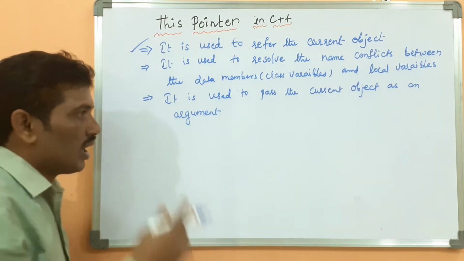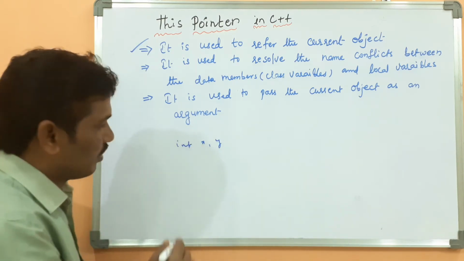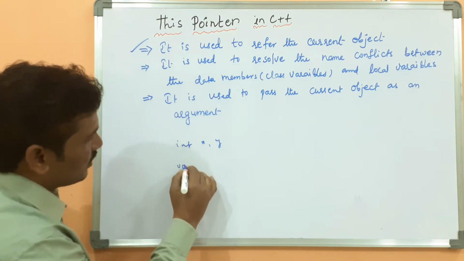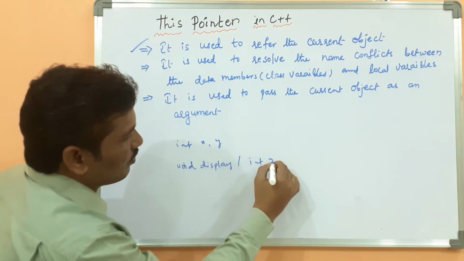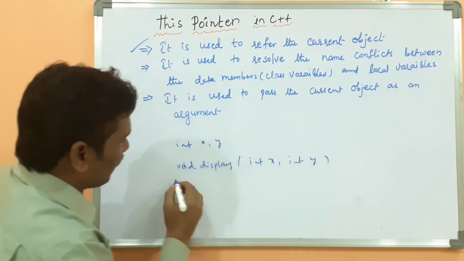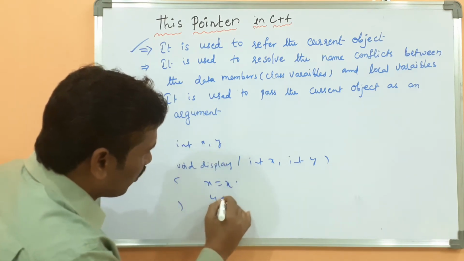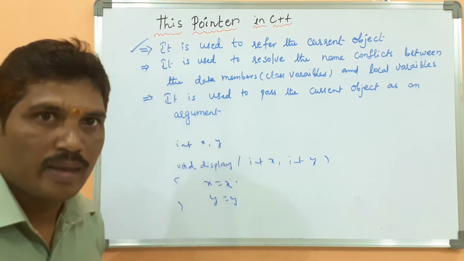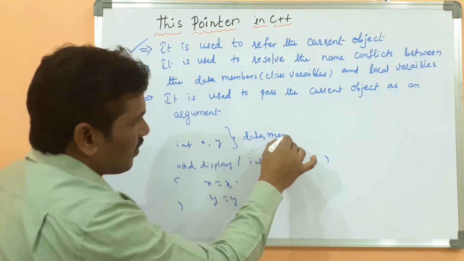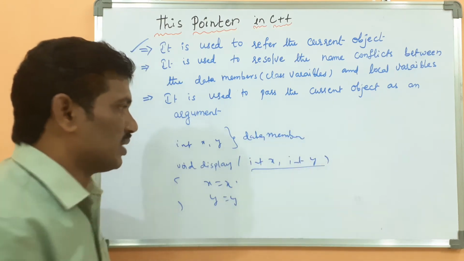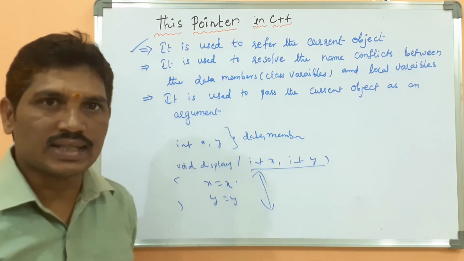What does it mean that data members are also called class variables? For example, int x, int y, and a display function: these are the data members. But here, suppose x equal to x, y equal to y. Those are called local variables. The scope of these variables is only within this function.